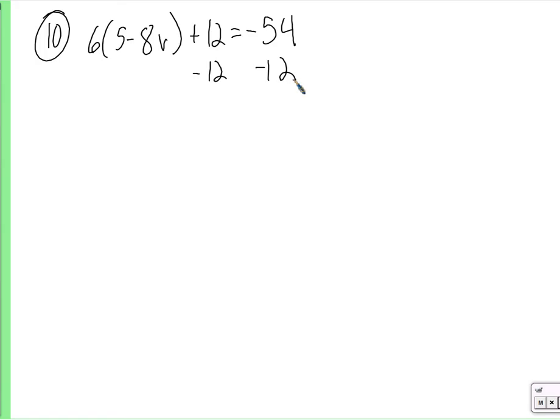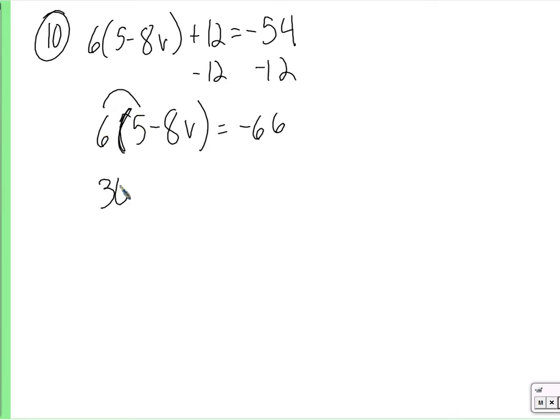This is all tied up together, but we have this just plus 12. We can subtract 12 from both sides, and we're left with this side and this side. So negative 54 minus 12 is negative 66. Ready? Into the distributive property. Sure. We've done this how many times? Countless times. Distributing something into parentheses. 6 times 5 is 30. 6 times negative 8 is.